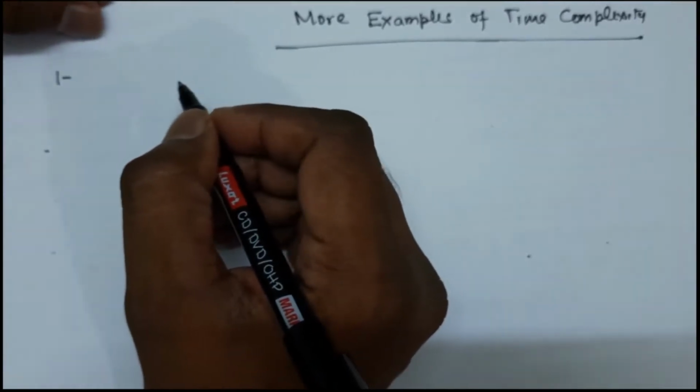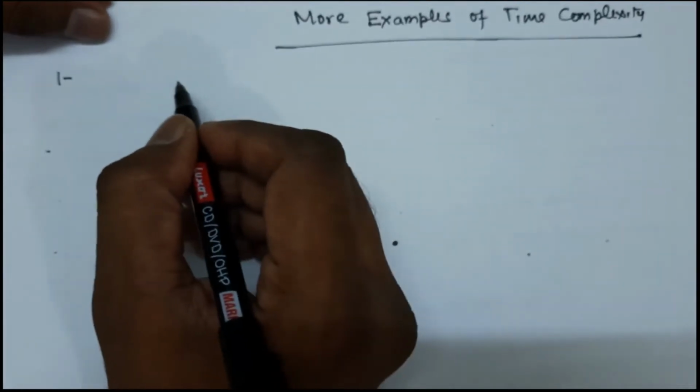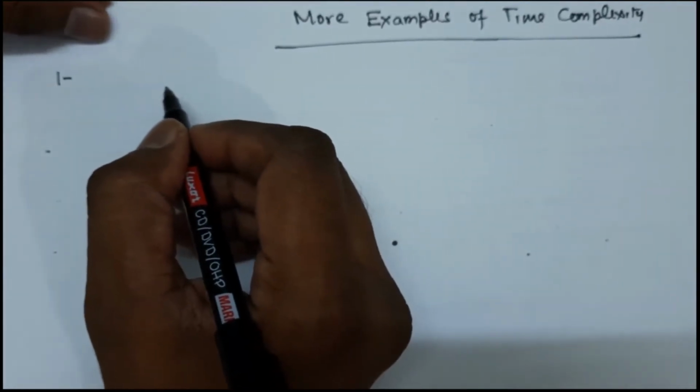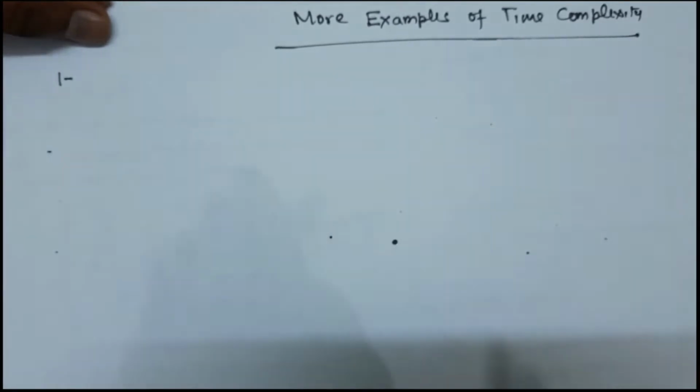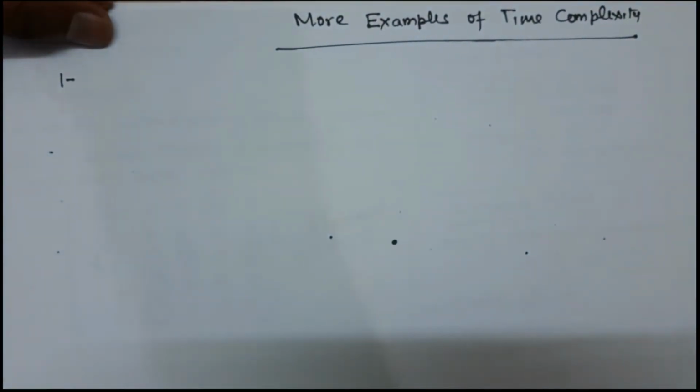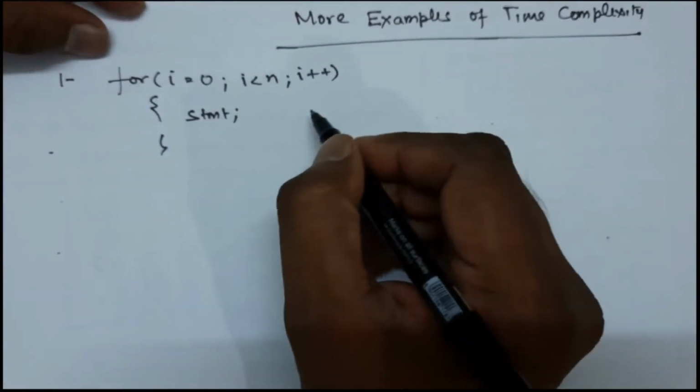Today we will take few more examples of the time complexity. So we will take few pieces of the code and analyze them and find the time complexity. So let us start. So let us see the first piece of code.